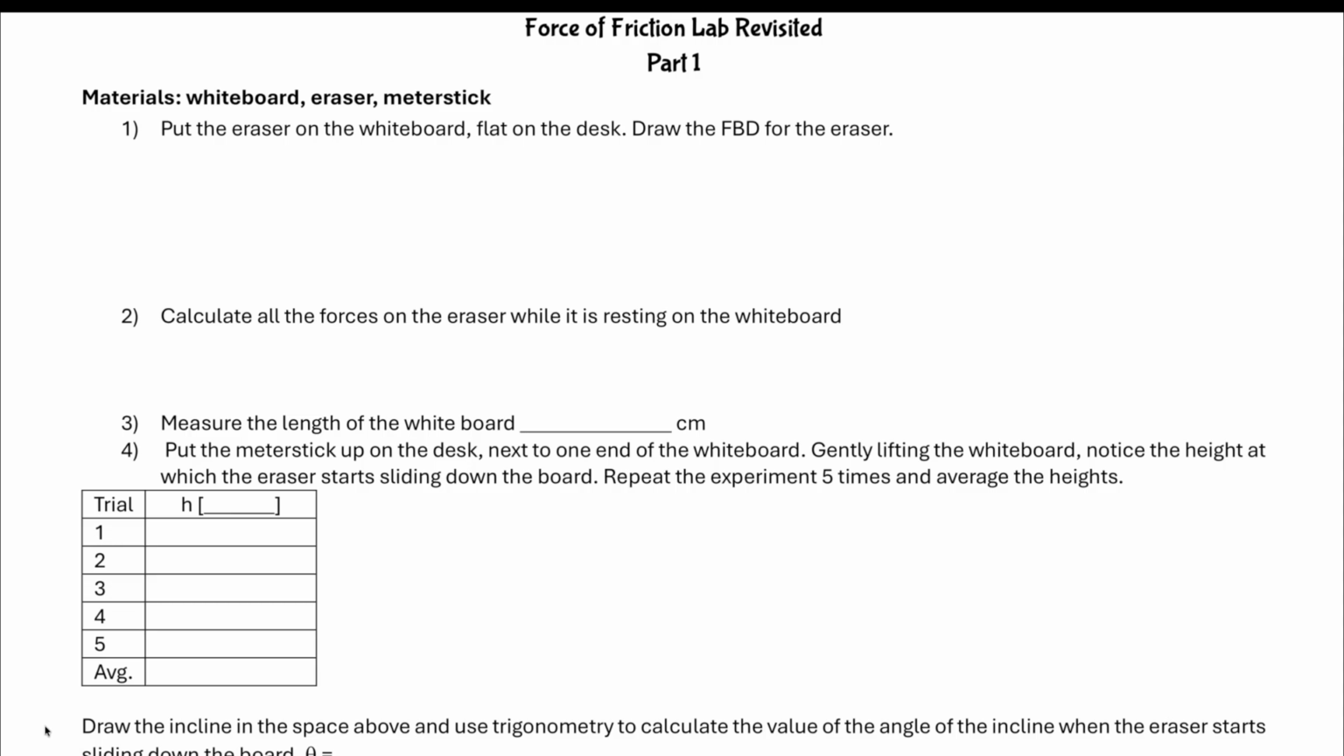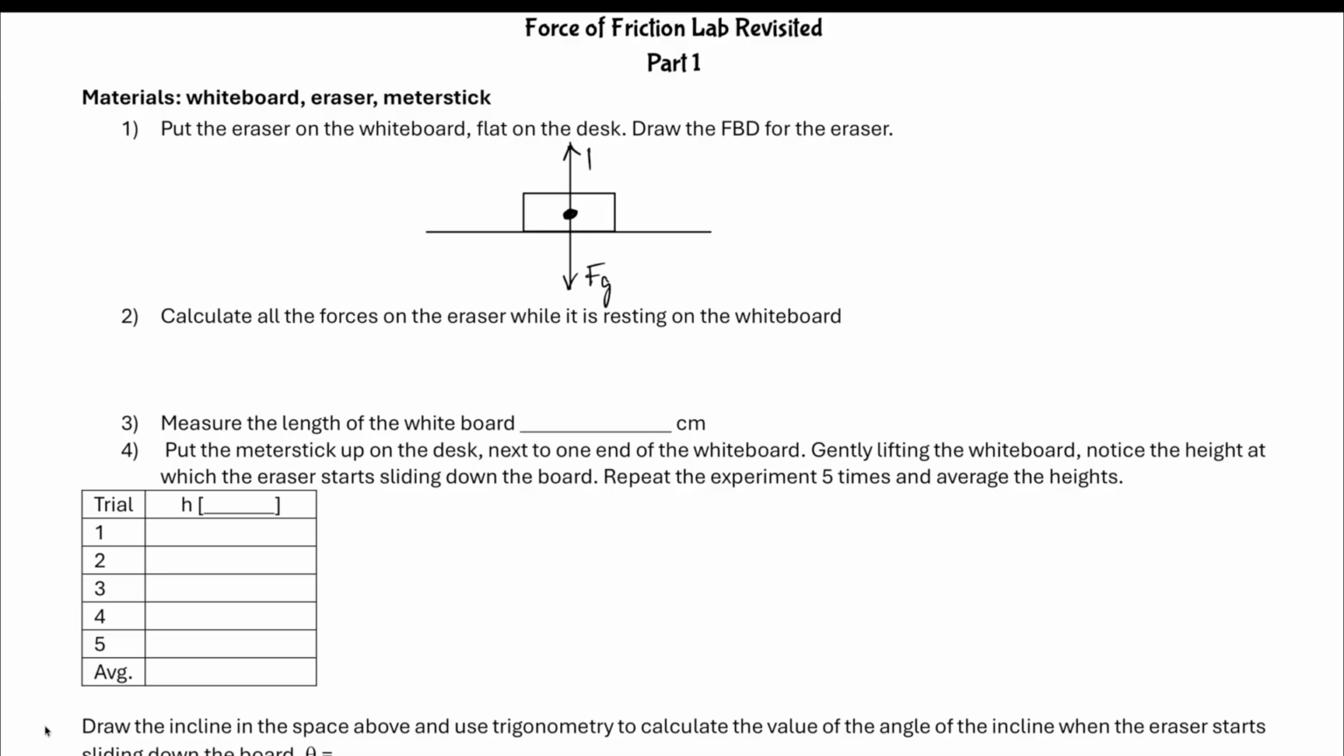So we had an eraser on the whiteboard, flat first. In that case, you only had two forces, gravity and normal, and they were equal to each other because the object was at rest. An object at rest stays at rest, an object in motion stays in motion with a constant velocity. That's Newton's first law. So that tells us that the two forces, normal and gravity, are the same.